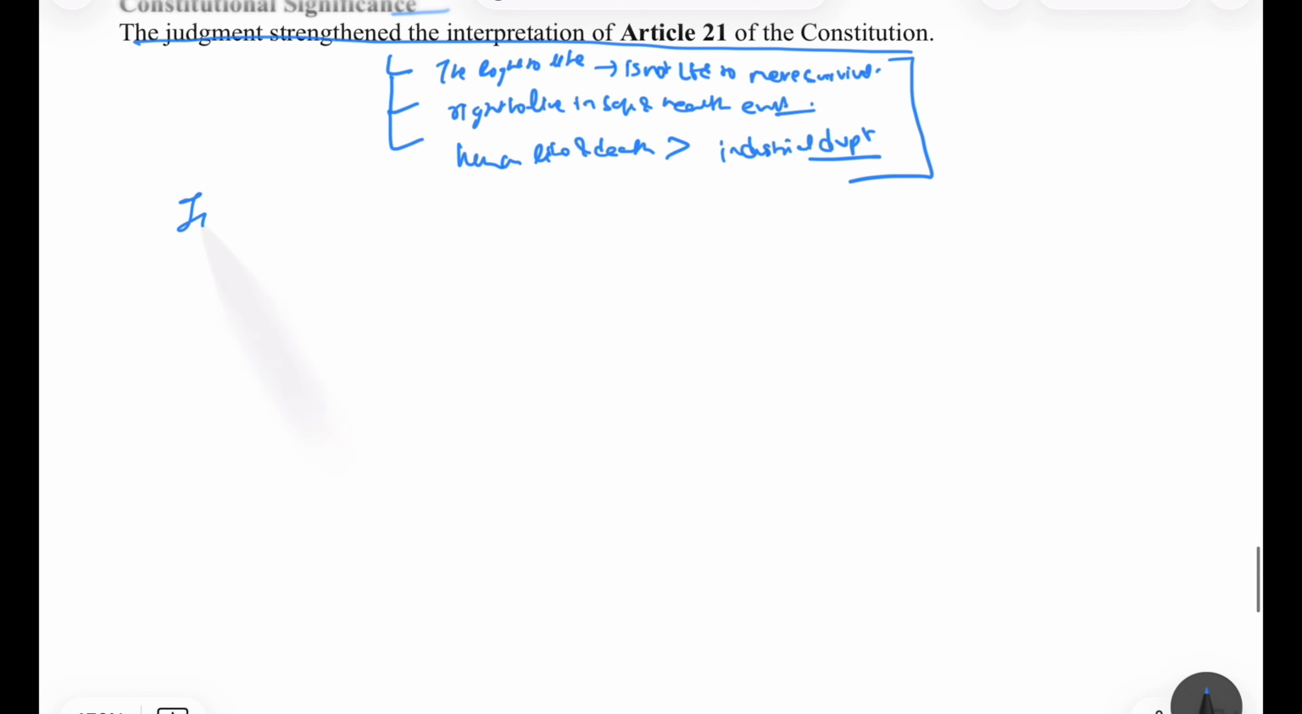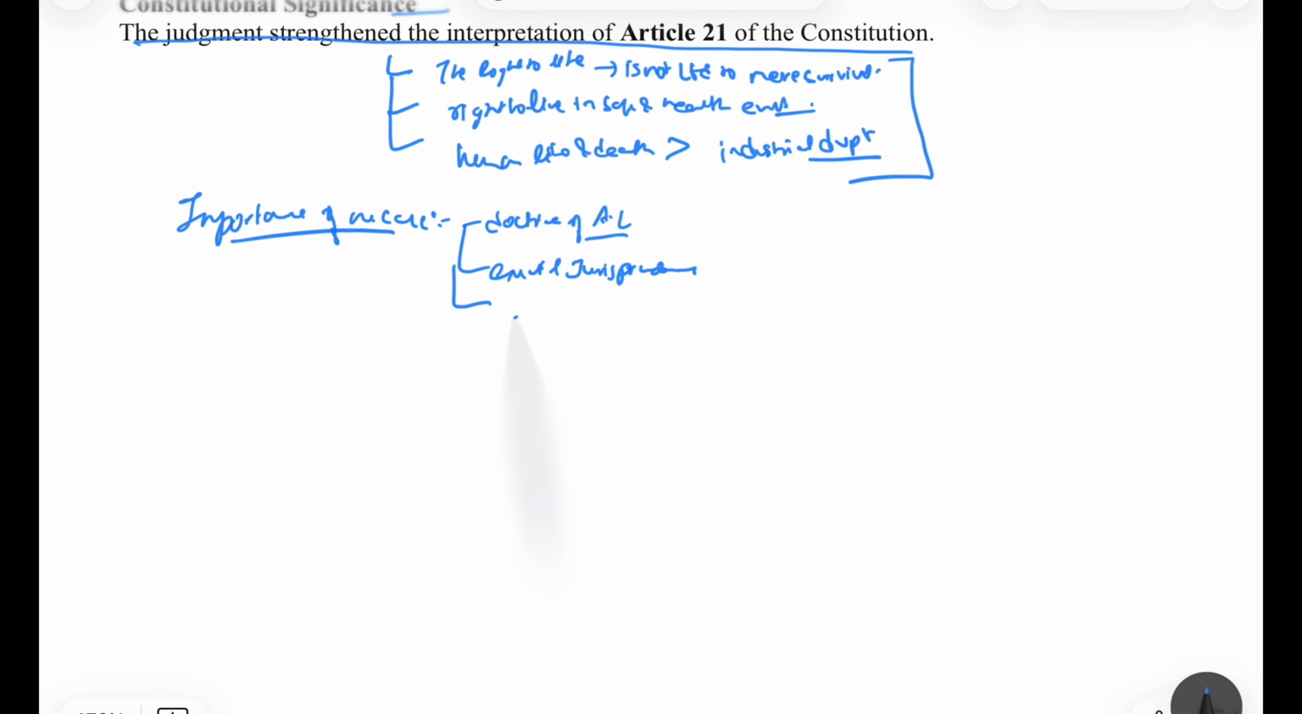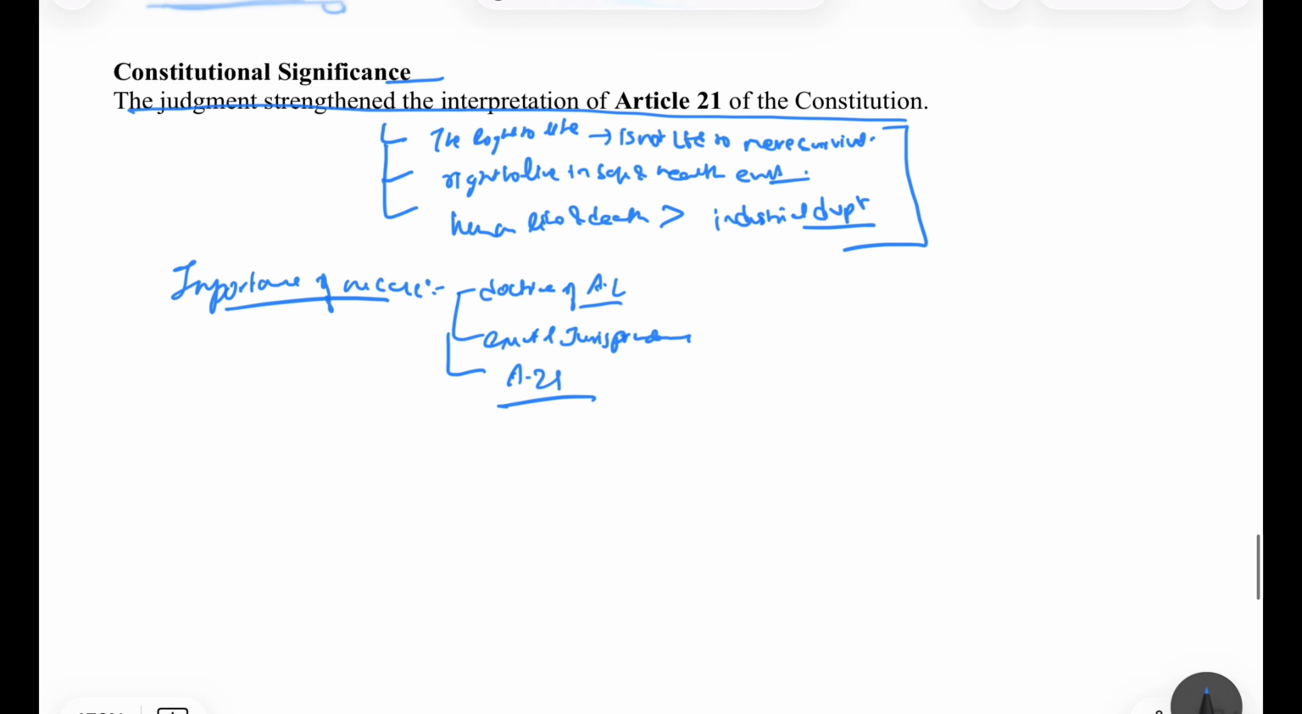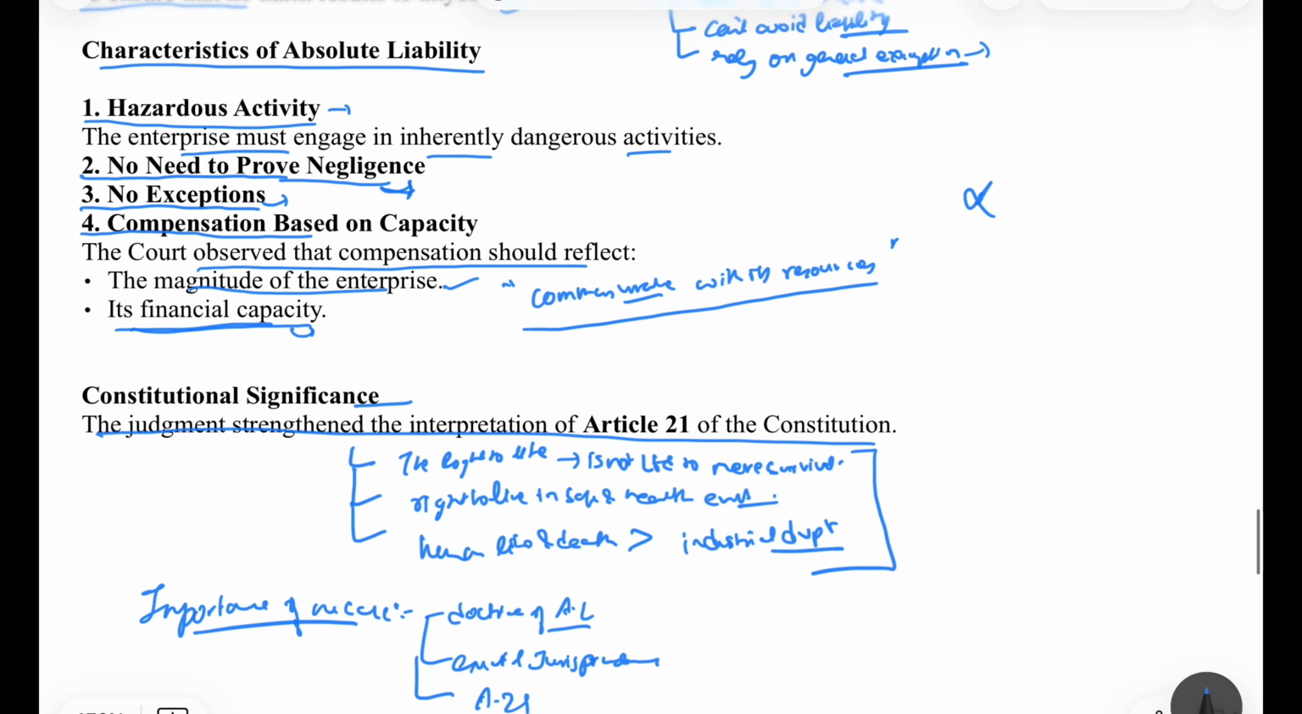Next, coming to the importance of the case. Firstly, the judgment introduced the doctrine of absolute liability by replacing strict liability. It strengthened environmental jurisprudence, and it expanded the scope of Article 21. This is the importance of the case and its constitutional significance.